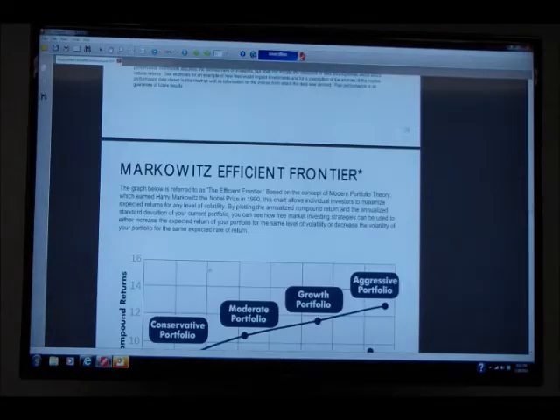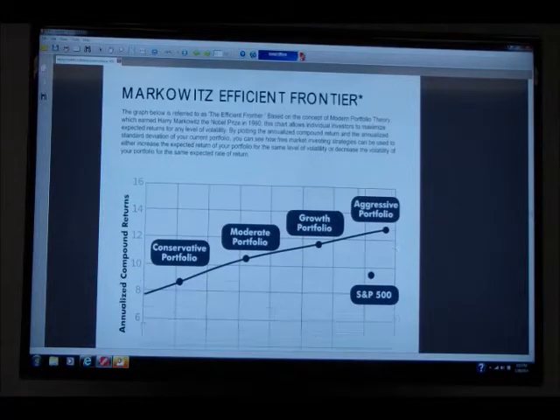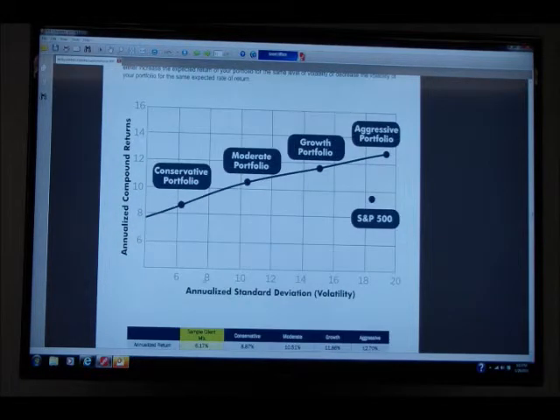Okay. So at this point, the last piece I'd like to do today, because I'm sure I've given you enough information at this point to fry your brain out, is where you plot here on the Markowitz. This is the Markowitz Efficient Frontier, 1990. He won the Nobel Prize. It's all based on the concept of modern portfolio theory, and if you're not comfortable with charts and stuff like that, I will try to just say it as simply as I can.